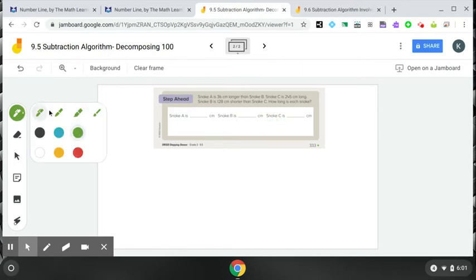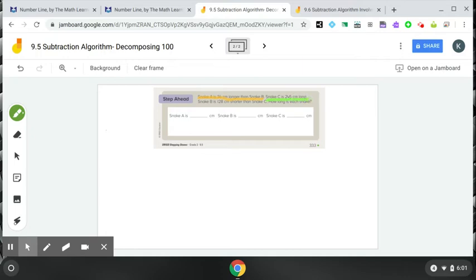I'm going to get my highlighter out because there were a lot of words in this problem. I see that we have snake A, and snake A is 36 centimeters longer than snake B. I also see that we have snake C. And look at that, it tells us snake C is 245 centimeters long.